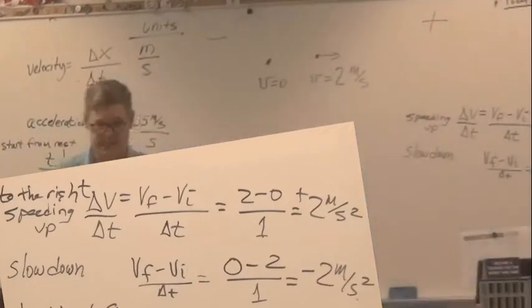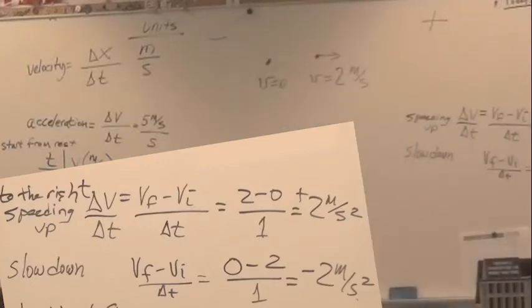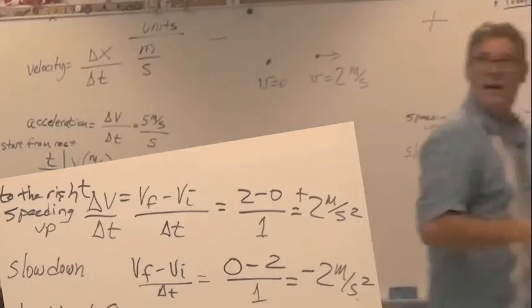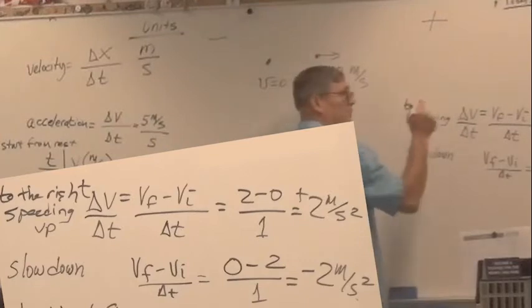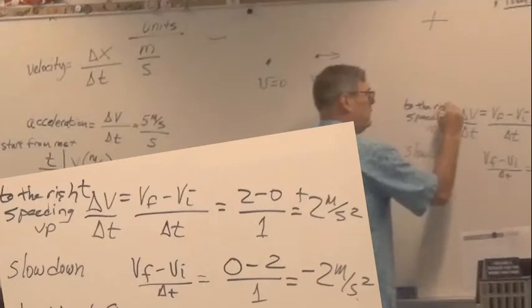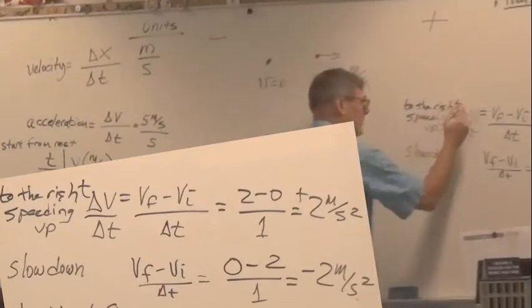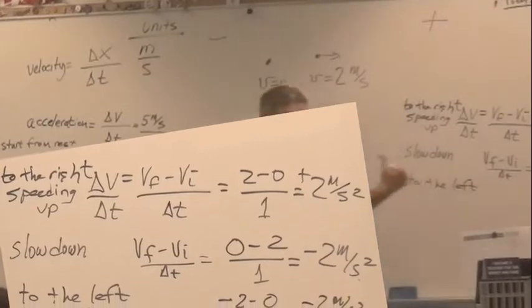Okay? Now I'm over here stopped. And now I start to go this way. And I get going at 2 meters per second. But now I'm moving in the negative direction. Right? And it took 1 second to do that. So to the right, I was moving that way. To the right. Now I'm moving to the left. To the left. And I'm speeding up.